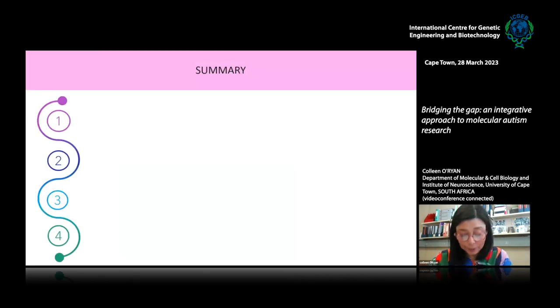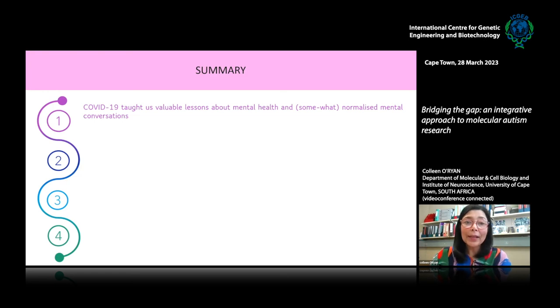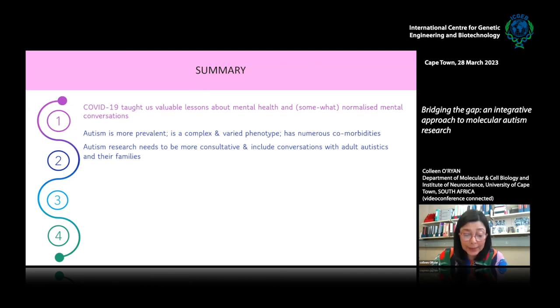So in summary, I think that COVID has opened the conversation more broadly about mental health and somewhat normalizes conversations. And that means we can talk more openly about mental health and some of the very, very complex comorbidities that co-occur with autism. And therefore, autism research can become more consultative and include conversations with adult autistics and their families.